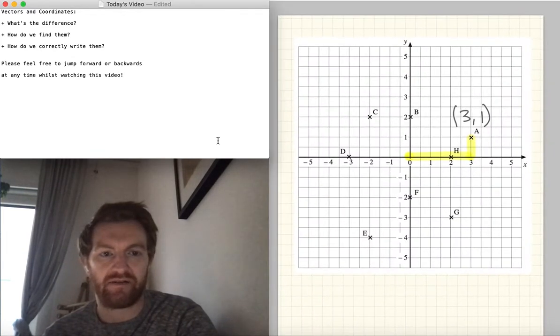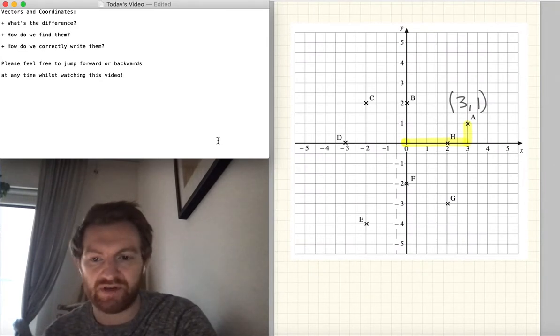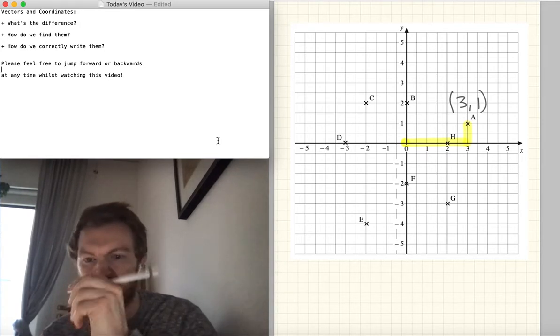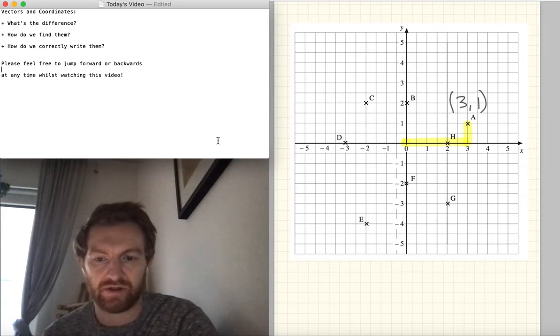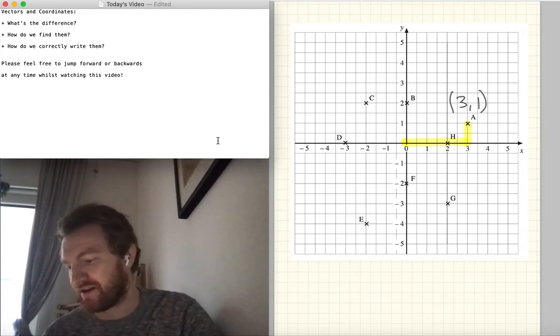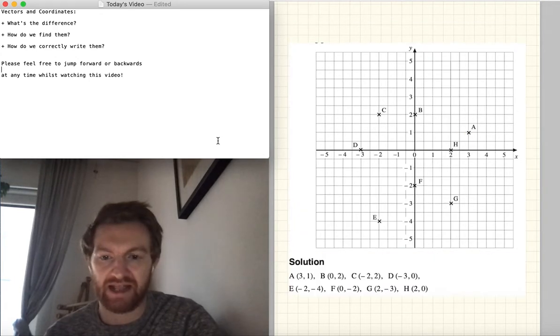So what I'd advise now is take a quick pause, pause the video and just very quickly have a look at all the other points and make a little note somewhere of what the coordinates are. So pause the video, do that. Okay, assuming you've paused it and played again, you should have had the coordinates like they are on the page.